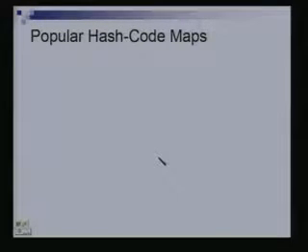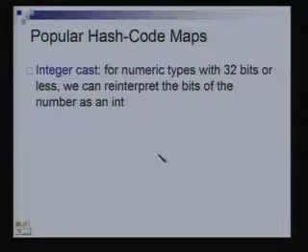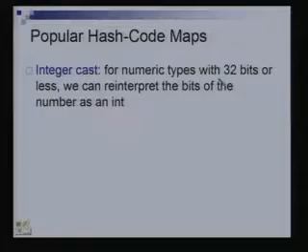So let's look at what are the popular hash code maps. Recall the hash code map is the part which converts your key to an integer. So one thing is that we could just take whatever is the bit pattern and interpret it as an integer. If you have a numeric type with 32 bits or less, we can reinterpret the bits as an integer, as a number.